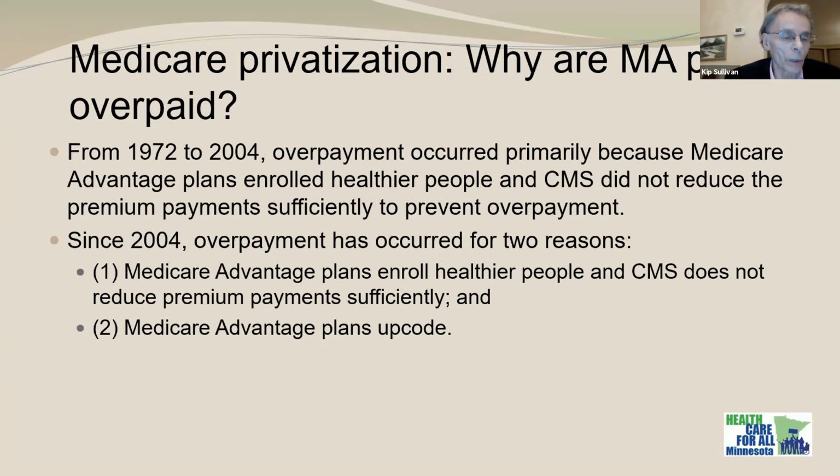Between 1972, when Congress first allowed HMOs into Medicare, and 2004, there was only one reason why HMOs were overpaid. They enrolled healthier people, but CMS paid the HMOs as if they enrolled beneficiaries in average health. Since 2004, the overpayments have had two causes, the one I just mentioned, and upcoding. Upcoding means adding diagnoses to claim forms that are inappropriate or inaccurate or flat out don't exist, but they make your patients look sicker, and CMS pays the HMOs more for allegedly sicker patients.